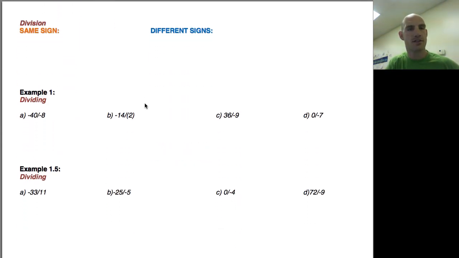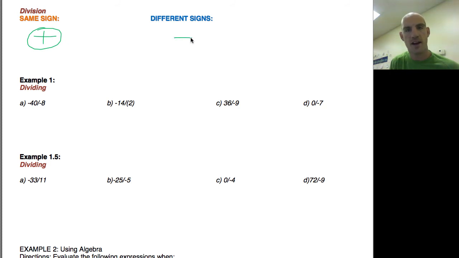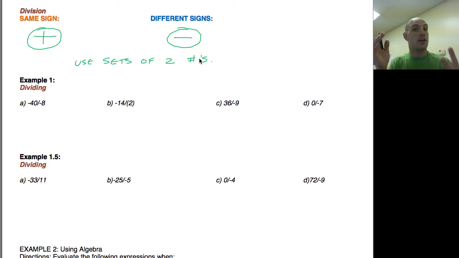Moving right along to division. You're going to look at this and you're going to say, my, that is really, really familiar. Because in division, it has the same rules. Same sign is positive. Different signs, negative. Use sets of 2 numbers. So if you have more than 2 numbers, you're going to have to take them in sets of 2 to determine the sign. Then it just becomes a game of knowing your math facts. I've got 8 of them here. Alrighty, 8 of them. I'm going to do 4, you're going to do 4.